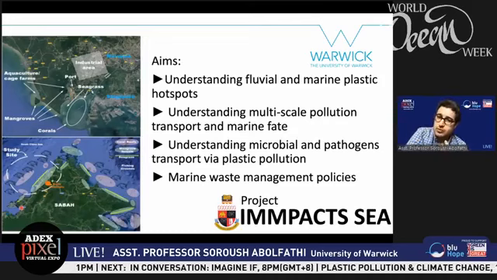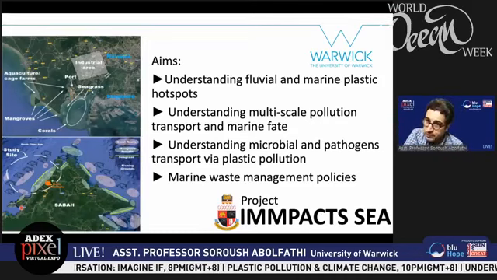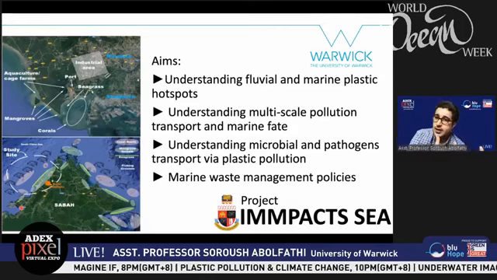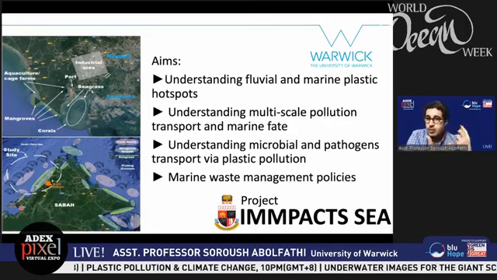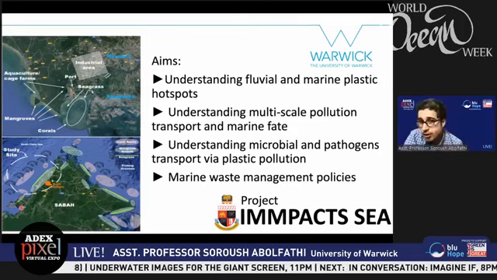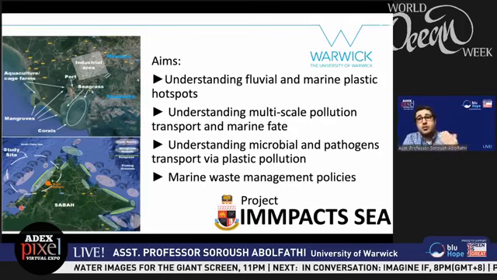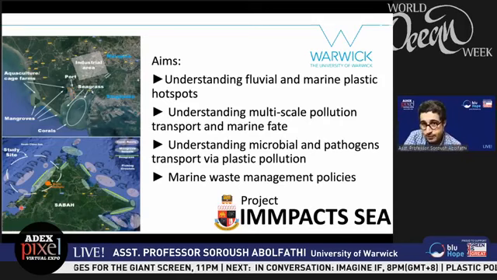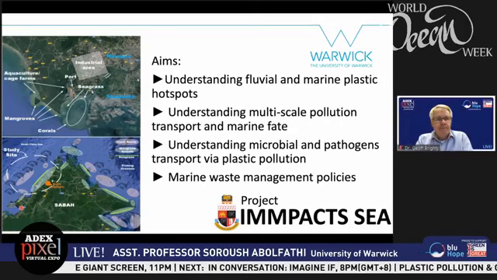So first, we want to understand the fluvial and marine plastic hotspots, how these hotspots interact, how people's behavior and industry impact these hotspots. And then we want to look at the multi-scale pollution transport and the fate of this pollution in the environment. So we're not talking only about microplastics now, we're talking micro and macroplastics. So how they interact with these ecosystems.